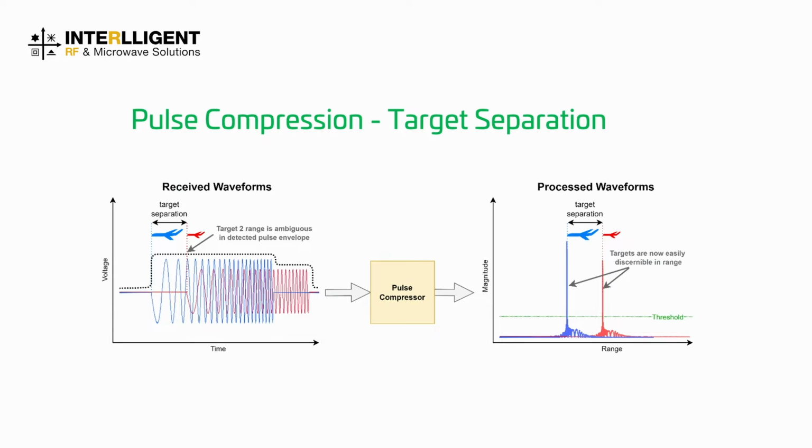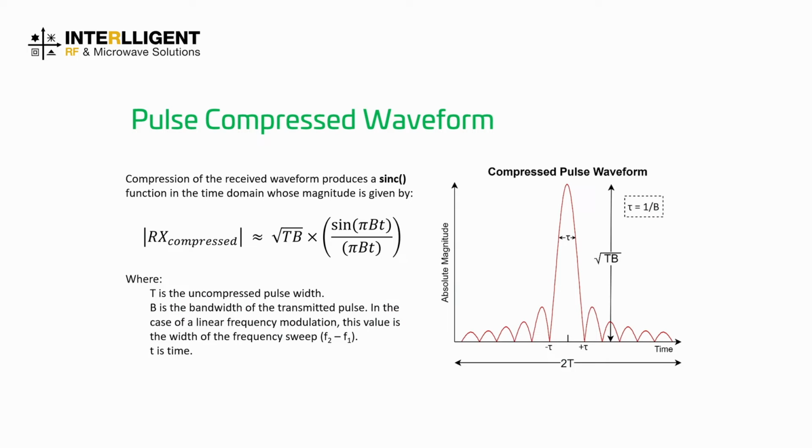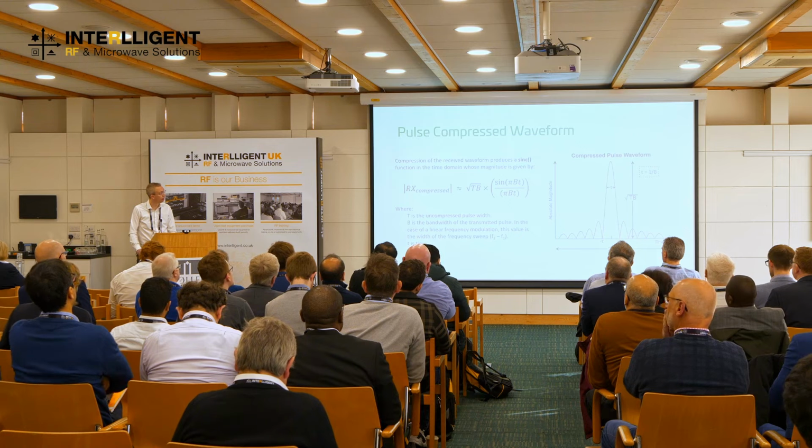So if we take a compressed pulse and pass it through a pulse compressor, what we get are, in this case, two spikes that have got a significant improvement in range resolution and also a bump up in SNR, which is welcome. So when we compress a pulse in the frequency domain, and we'll come on to how we do that, what it produces in the time domain is a sinc function. And we also see this root TB, where T is the uncompressed pulse width and B is the bandwidth. We also see an increase in SNR there as well.